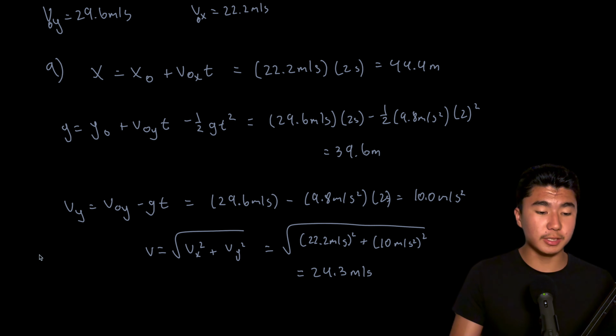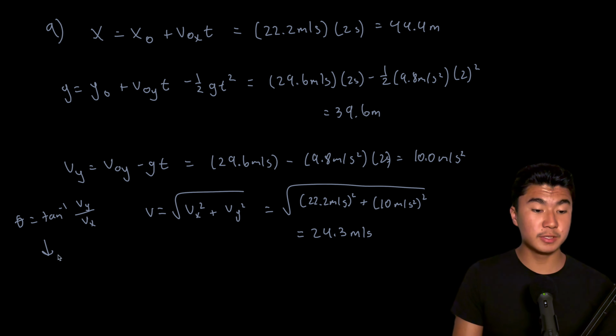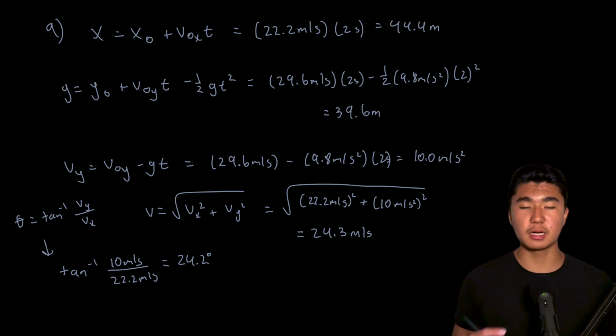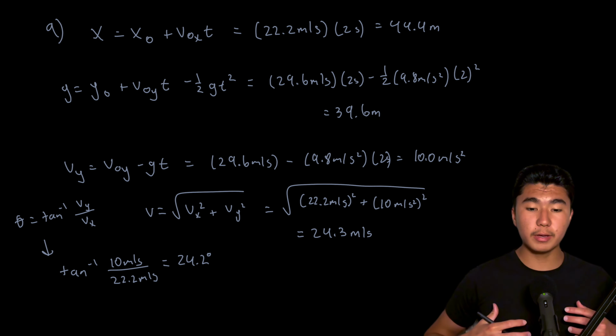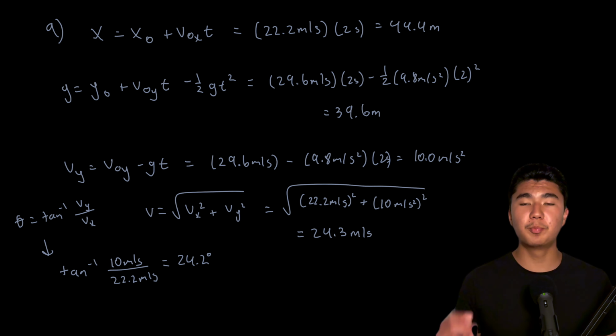Now to find our direction, it's going to be our theta, which equals tangent inverse of our velocity in the y-axis over velocity in the x-axis. So that's tangent inverse of 10 meters per second over 22.2 meters per second, and what we get is 24.2 degrees as our direction. So hopefully that made sense for part A, because all we have to do is use our equations to our benefit. Now let's move on to part B.